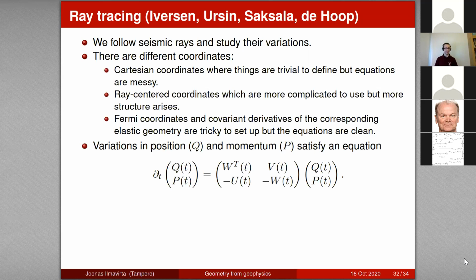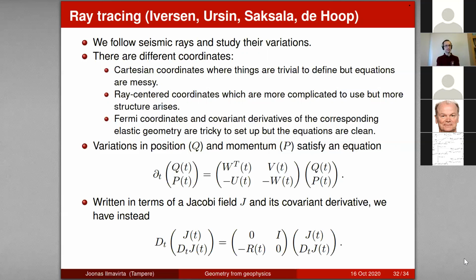And I want to give an explicit example. So you're looking at two neighboring seismic rays, or these geodesics of phonons. There is a variation in position, which I'm calling Q, and a variation in momentum, which I'm calling P, and they will satisfy an equation like this, where these W's and U's and V's are some matrices. Okay, so that is what it looks like.